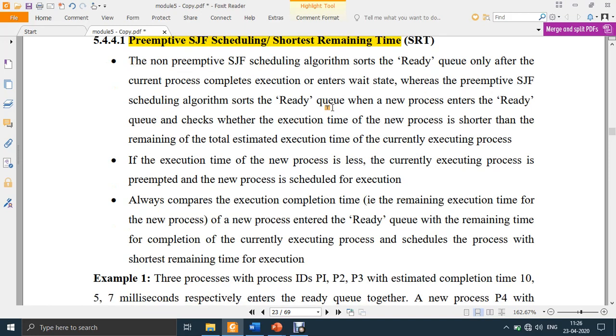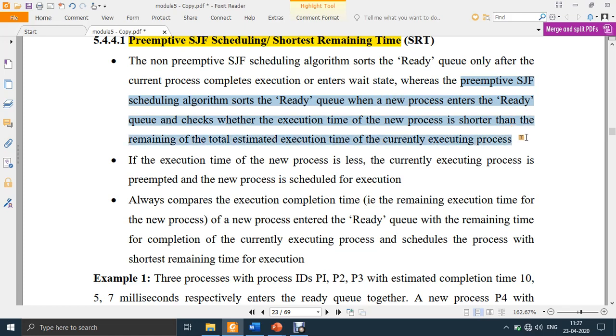Don't worry about this. So the preemptive SJF scheduling will sort the ready queue when a new process enters the ready queue, and check whether the execution time of the new process is shorter than the remaining total estimated execution time of the currently executing process. So this is the concept behind preemptive SJF, shortest job first. So remember, it will sort the ready queue whenever a new process arrives. So this you have to remember. I'll explain this with an example later.